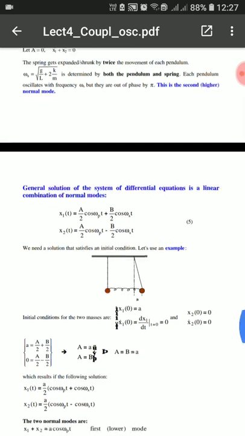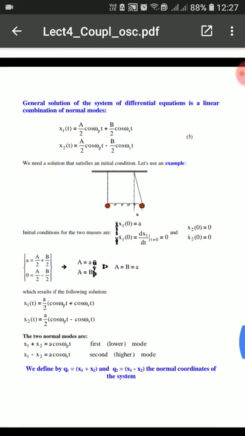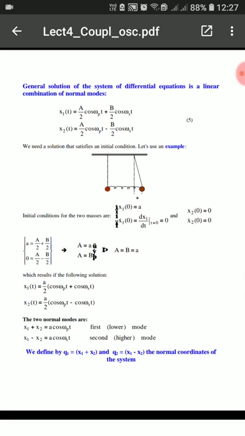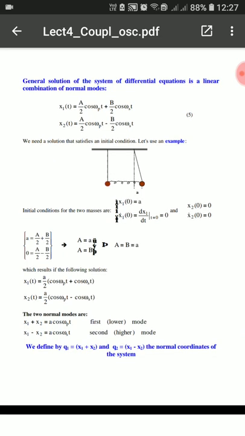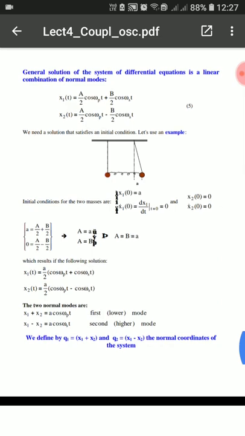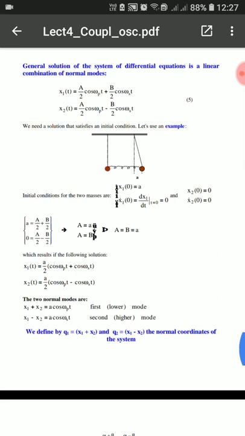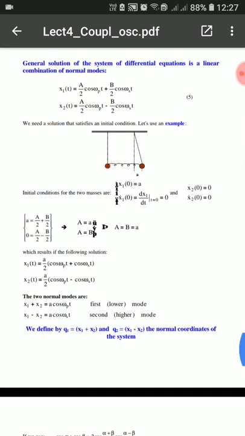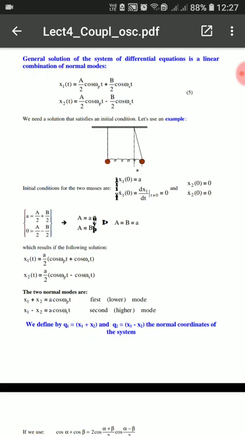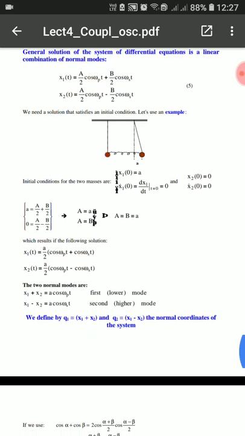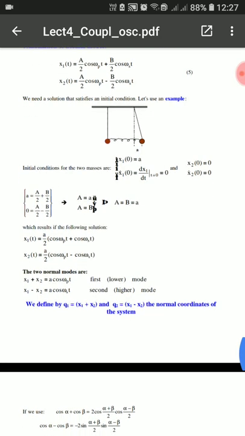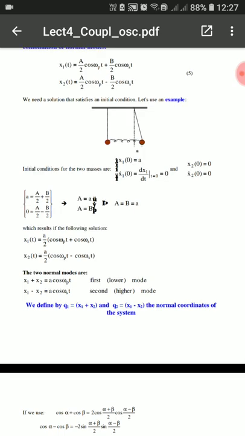Now, the general solution of the system of differential equations is a linear combination of normal modes. So let us take x1 and x2 like this: x1 is a by 2 cos omega p t plus b by 2 cos omega s t. Similarly, x2 is a by 2 cos omega p t minus b by 2 cos omega s t. We need a solution that satisfies an initial condition. Let us use an example.